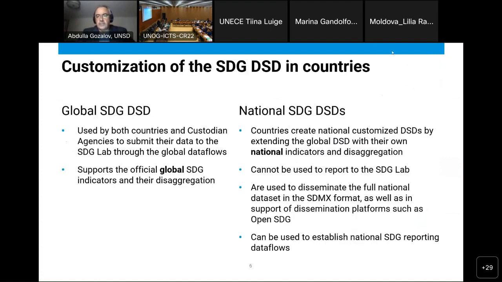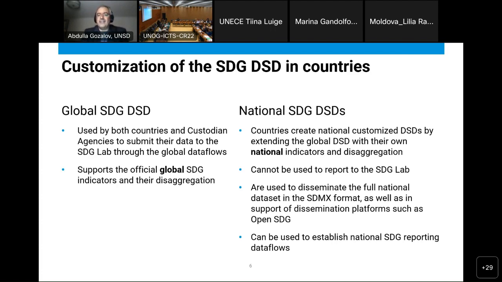I will also briefly touch upon the global and national data sets. The global SDG DSD is used by countries and custodian agencies to submit their data to the SDG Lab through the global data flows. And the global SDG DSD supports the global SDG indicators, according to the indicator framework approved by the IAG SDGs and their disaggregation.